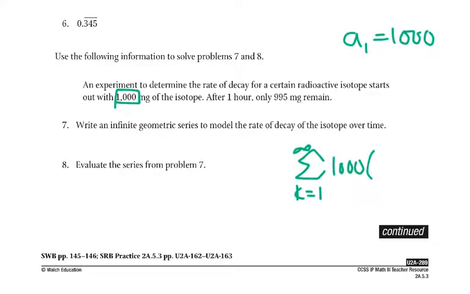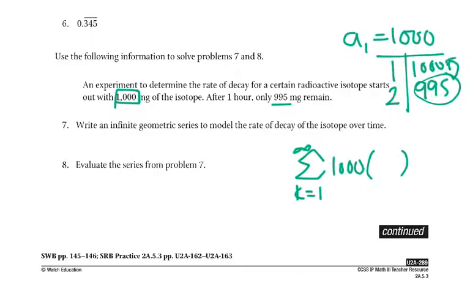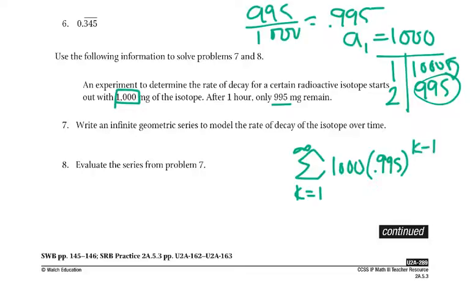Now, what are we timesing by? Okay, we multiply by something. So we made a table. 1 was 1,000, and then after the next hour, we only have 995 left. So, we take this, divide it by that, so 995 over 1,000, which ends up being 0.995. That's what we're timesing by, 0.995 to the k minus 1. Okay, so that's number 7.